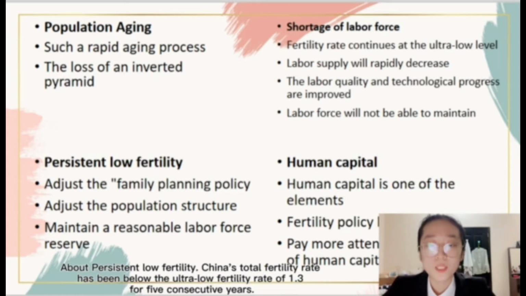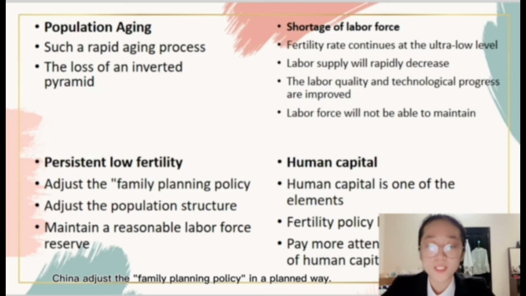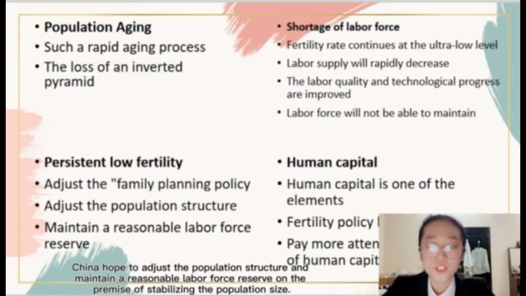About persistent low fertility, China's total fertility rate has been below the ultra-low fertility rate of 1.3 for 5 consecutive years. China adjusted the family planning policy in a planned way. We hope to adjust the population structure and maintain a reasonable labor force reserve on the premise of stabilizing the population size.